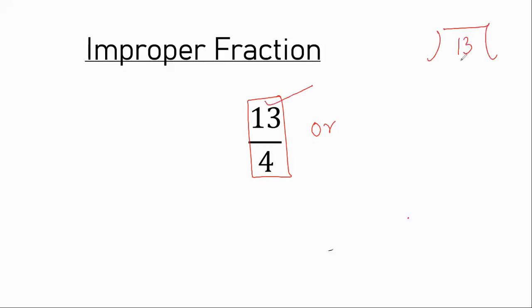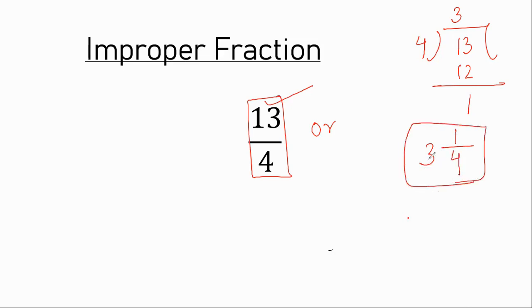Please put the above number inside the division part, the below number outside the division symbol. Divide 13 by 4. 4 times 3 is 12, because 4 times 4 is 16, which is greater than 13, so we can't write that. So 4 times 3 is 12, and the remainder is 1. So what is the answer? The quotient 3 in between, then 1, the remainder, on the above part, and the divisor in the below part. So 3 whole 1 over 4 is the mixed fraction form of 13 over 4.